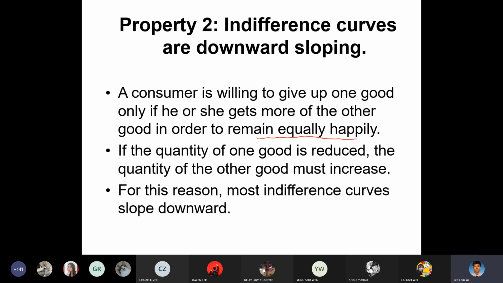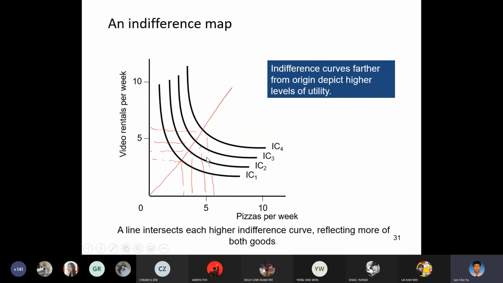If you don't want to reduce, meaning that you increase one, and the other one you also want to increase, then your utility will become higher. No problem. Let's say over here, this is 5. If you want to increase the utility, the quantity of the video still remains the same, but the quantity of the pizza must be increased, right?